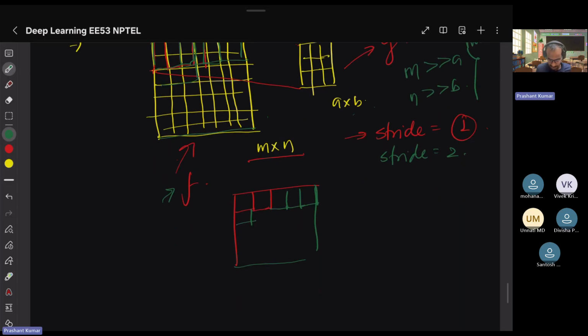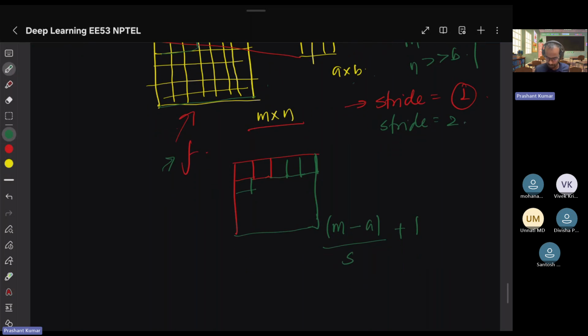Then what will be the dimension of the convoluted value? It will basically be m minus a, divided by the stride s, plus 1. Similarly, the other dimension will be n minus b, divided by stride, plus 1. In this case, our s is 1.